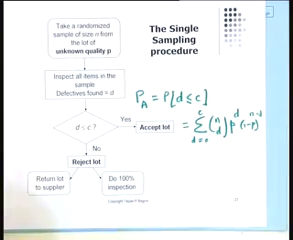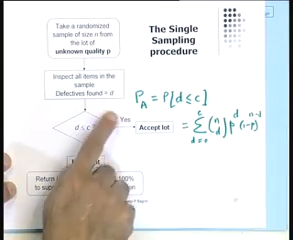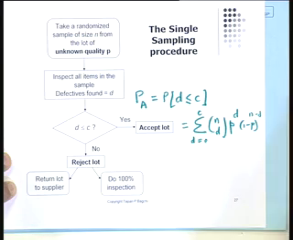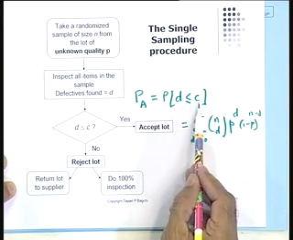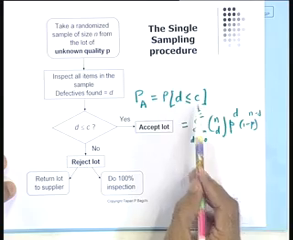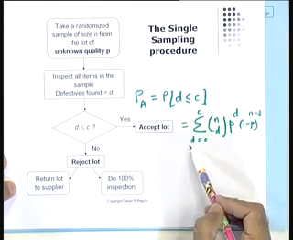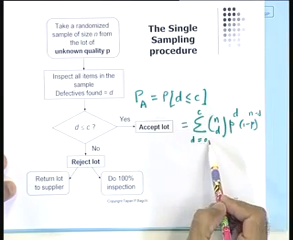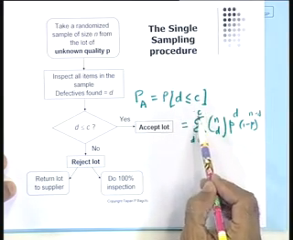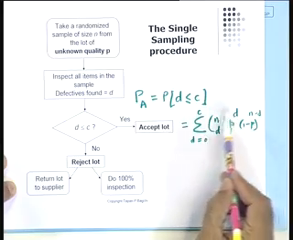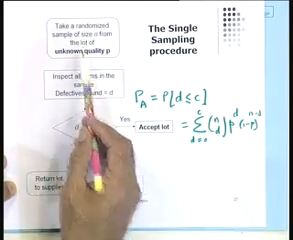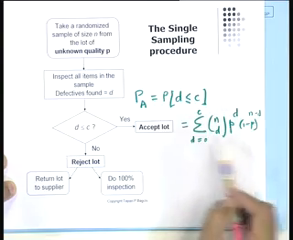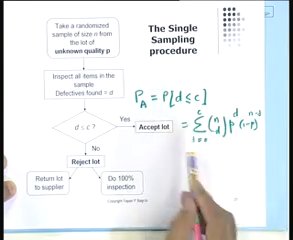This is the probability of accepting the lot. You're doing this when the number of defects you found is less than or equal to C. C is your control number. And that can happen if D is equal to 0, or 1, 2, 3, 4 and so on up to C. And that probability is given by this binomial distribution. If the lot is of a large size, you can use this binomial distribution to evaluate this probability. This is the probability of acceptance.